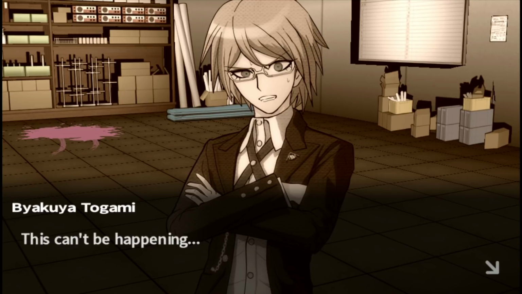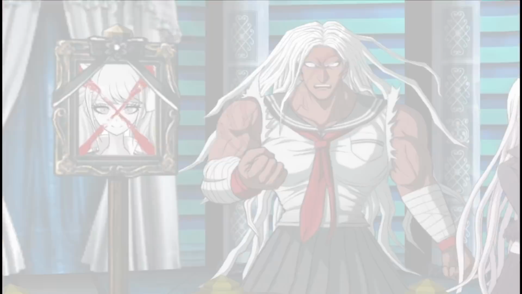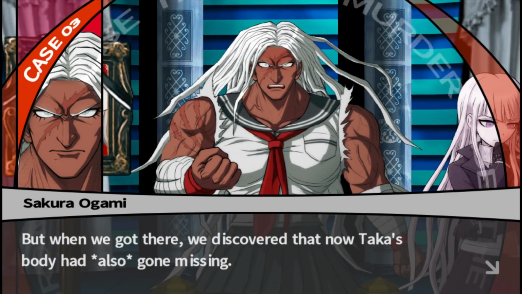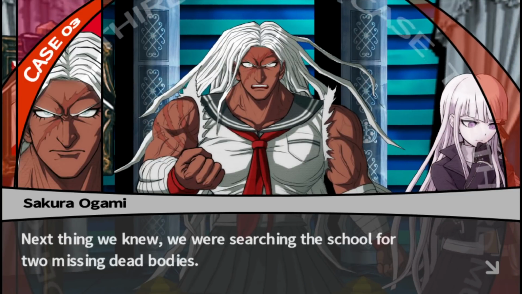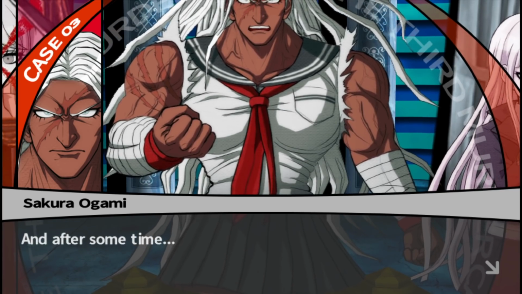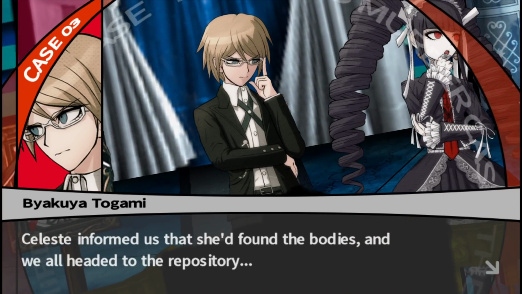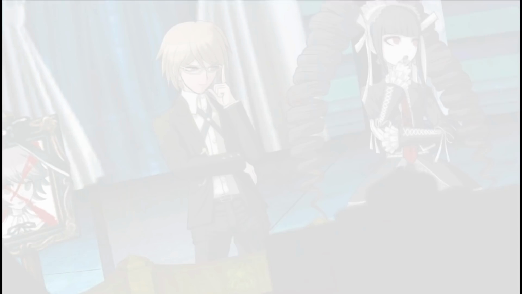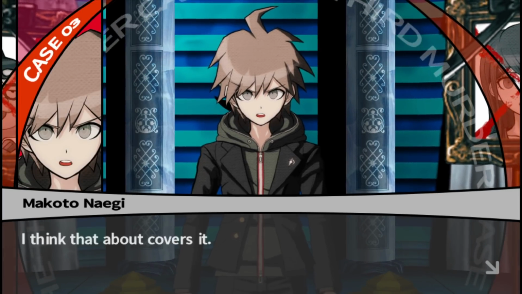This can't be happening. Are we hallucinating all this or something? But when we got there, we discovered that now Taka's body had also gone missing. Next thing we knew, we were searching the school for 2 missing dead bodies. And after some time, Celeste informed us that she'd found the bodies, and we all headed to the repository, which is where we rediscovered the corpses. I think that about covers it.